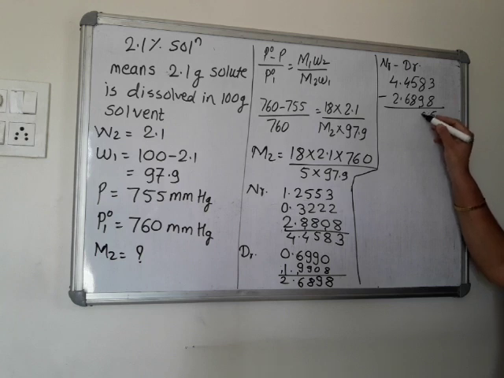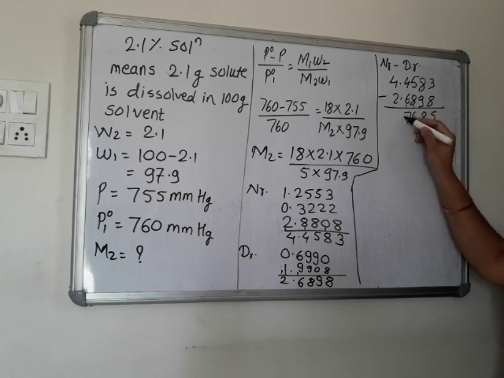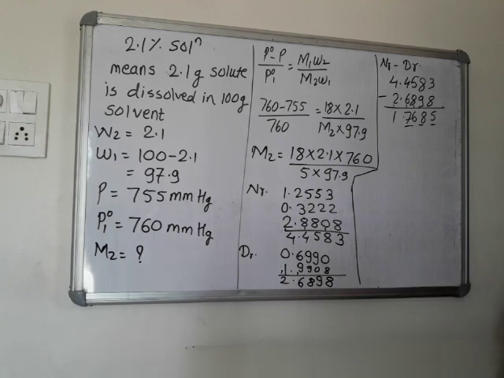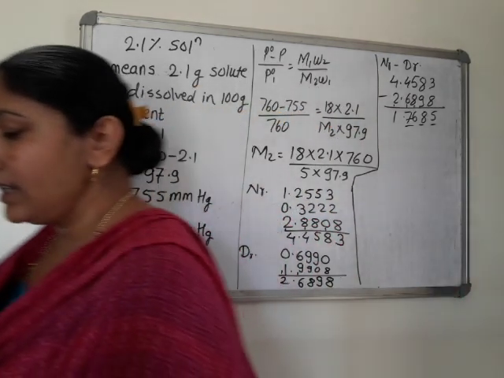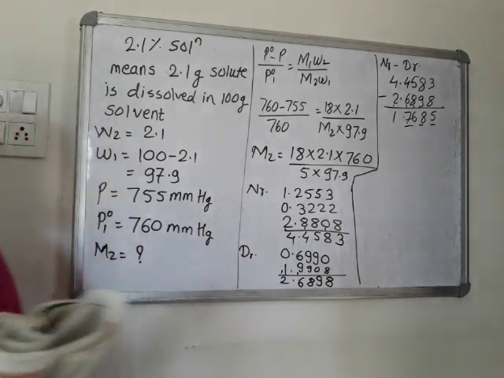This is 5. 18 minus 10, 8. 15 minus 9, 6. 14 minus 7, 7. And this is 1. So it's 1.7685. What is its antilog? Tell me the antilog of this.